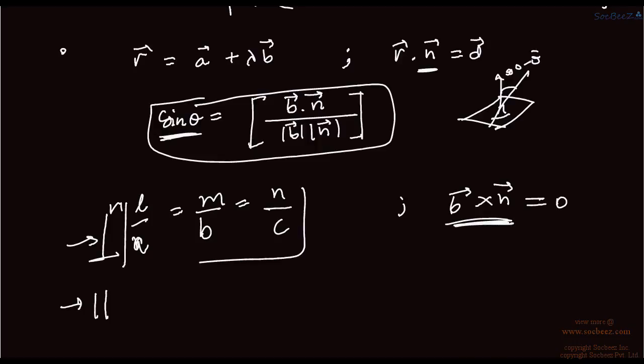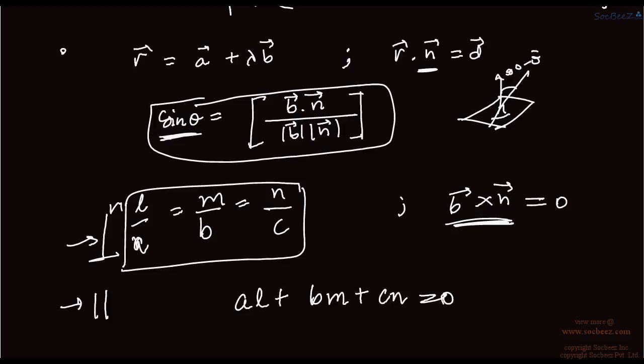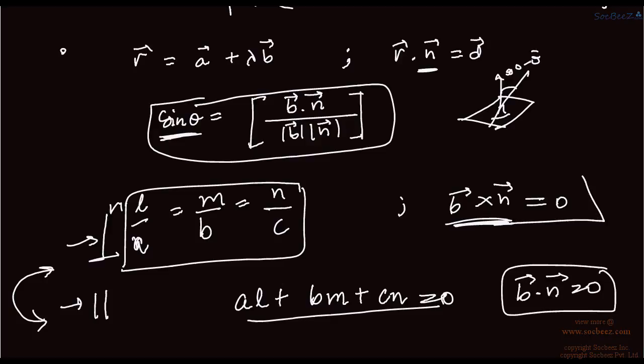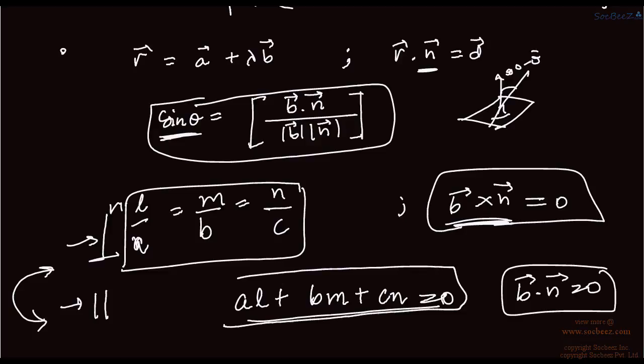But for parallel, this is for perpendicular. Okay, the condition for parallelity is aL plus bM plus cN is 0, just like we had in perpendicularity. In the case of two vectors, this is interchanged with parallel. Okay, here b vector dot n vector will be 0. So we have conditions interchanged, and these are the conditions for parallelity and perpendicularity of a line and plane.